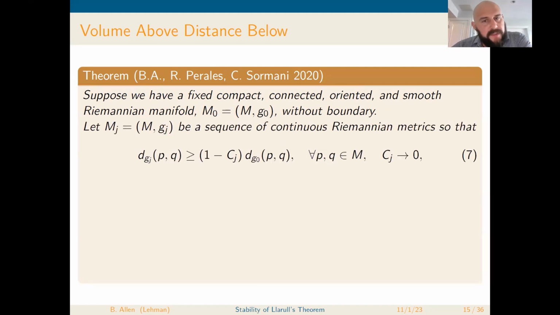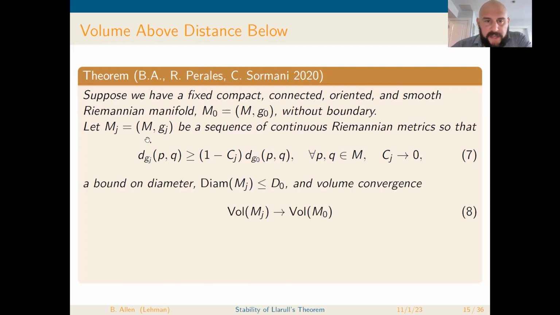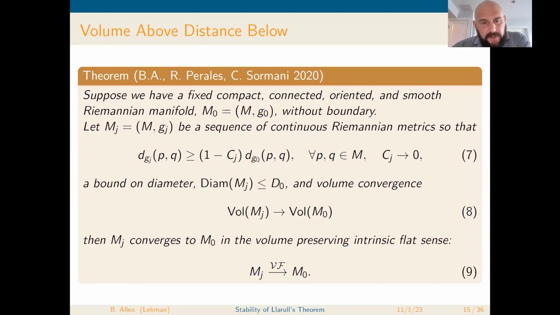And we're going to impose this distance from below condition. In general, you can loosen it up a little bit for this theorem, and you just need 1 minus C over j, where that C over j is a sequence that converges to 0. We call that convergence from below, or distance bounded from below. You need a bound on diameter, and you need to assume volume convergence. So under these conditions, we give this tool which allows you to conclude volume preserving intrinsic flat convergence. We call this theorem the volume above distance below theorem, or VADB for short.